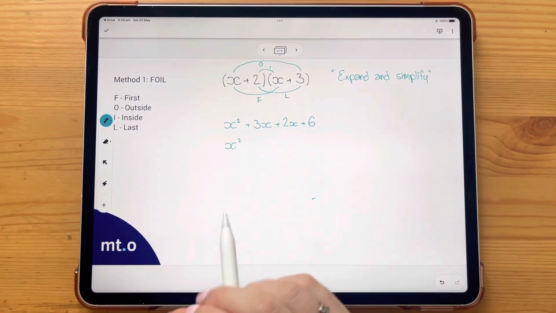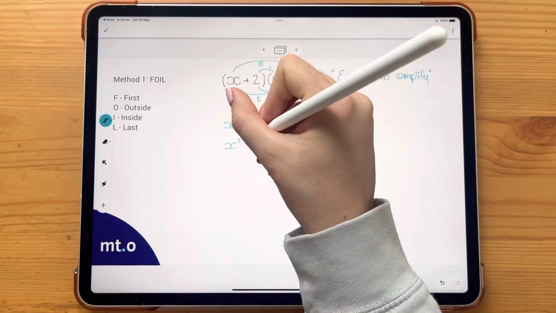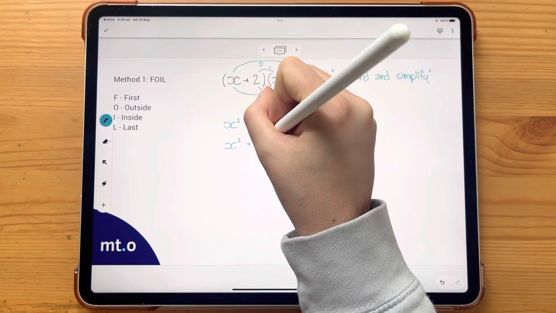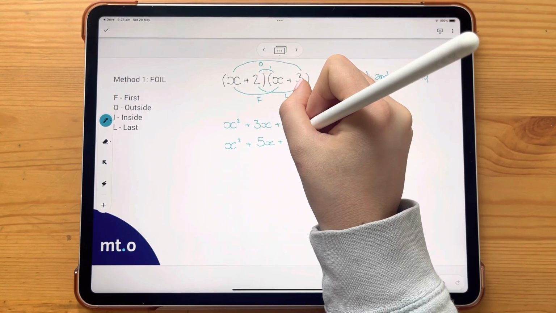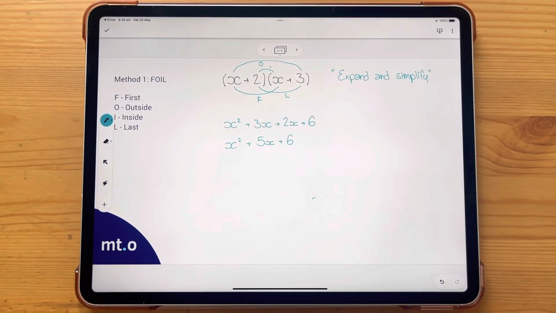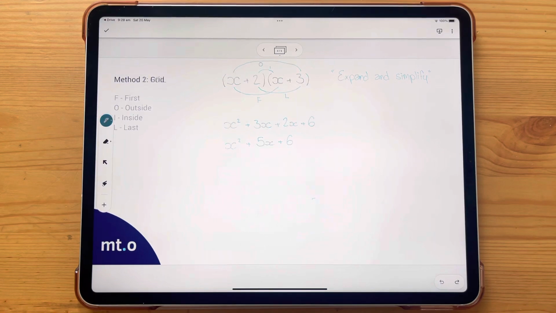Then you can see we've got two terms that have an x in, so what we can do is actually put these together. So we've got 3 lots of x plus 2 lots of x, which is going to give us 5x. And then finally, the numbers, we've got just plus 6 on the end. So our answer is going to be x squared plus 5x plus 6.